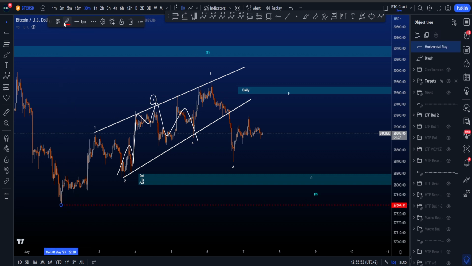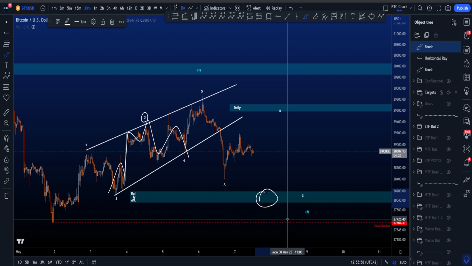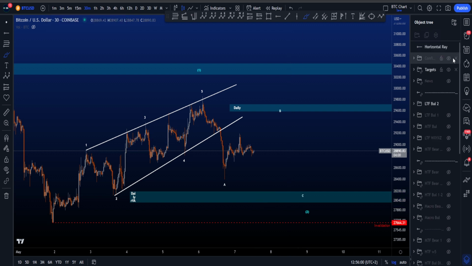Let's actually put it on the chart. This is the invalidation again for the bullish scenario. So going down to this target box is absolutely fine. So this is very important.